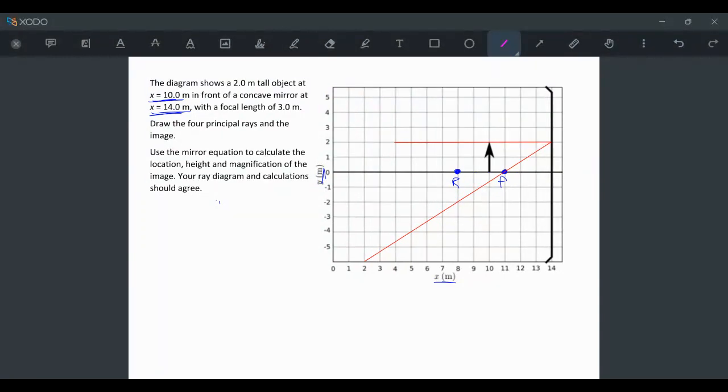So the next one, there's no real order to proceed in. You just have to get all 4. The next one I'm going to draw is from going through the tip of the object, as always, incident on the mirror where it meets the optical axis. So something like this. Incident at the optical axis, the center of the mirror.